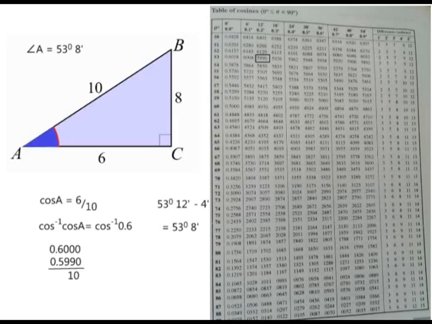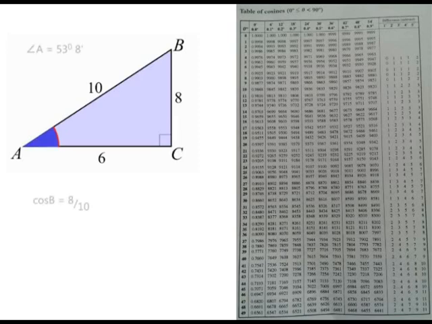For angle B, cos B is equal to 8 over 10. Cos B is equal to 0.8. Cos inverse of cos B is equal to cos inverse of 0.8. B is equal to, we go to the tables. There is no 0.8, we have 0.7997. This is the cosine of 36 degrees and 54 minutes. We write that.